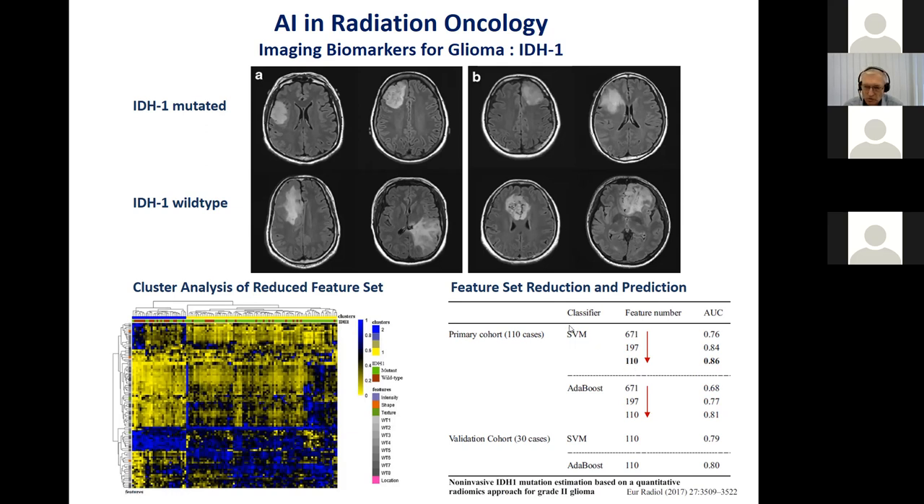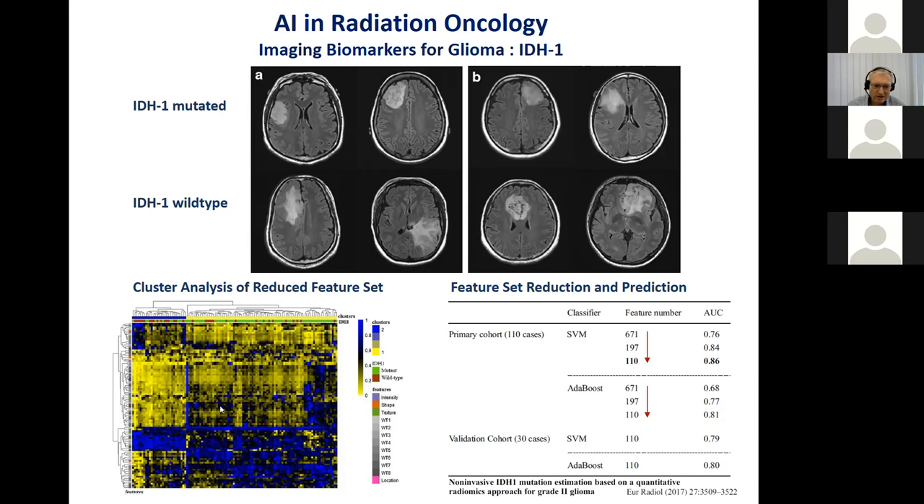And then two types of machine learning algorithms were used. And then this model was tested in a validation cohort that the model had not seen before. And you see that the AUC is about 80%, which is not bad. And another kind of analysis that this group did, and that can be done, is a cluster analysis of these remaining 110 features.